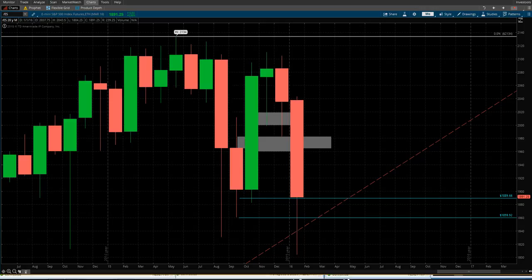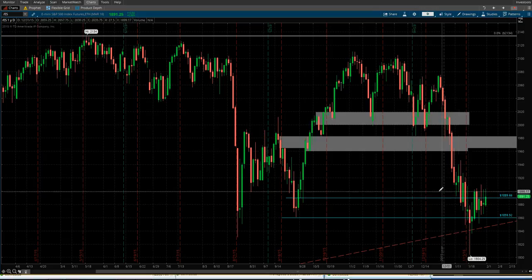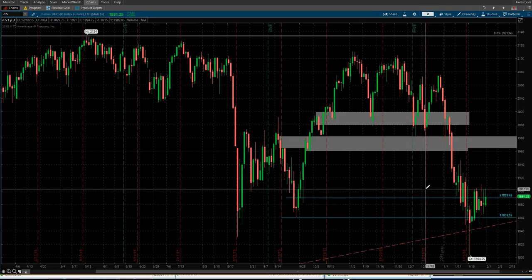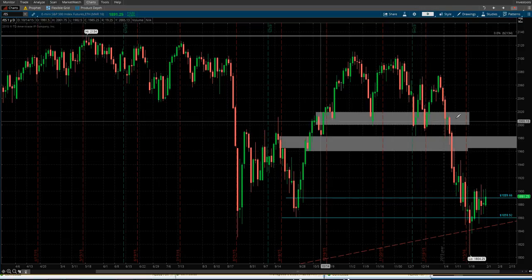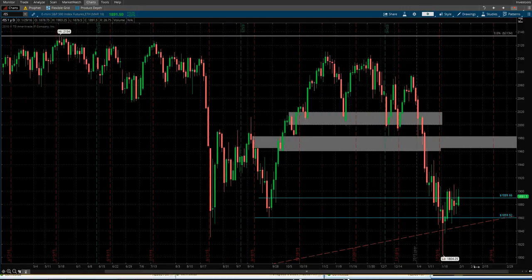So let me switch over. So here's the daily. It looks like there's a battle taking place here. You got some resistance right here at 1900. So I think I've already mentioned this in my previous videos.